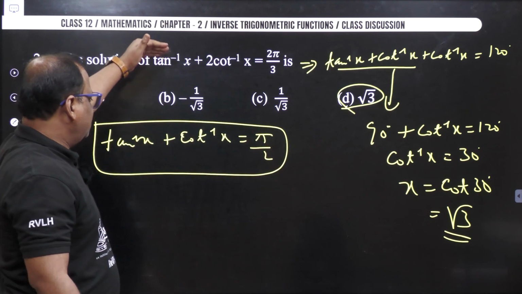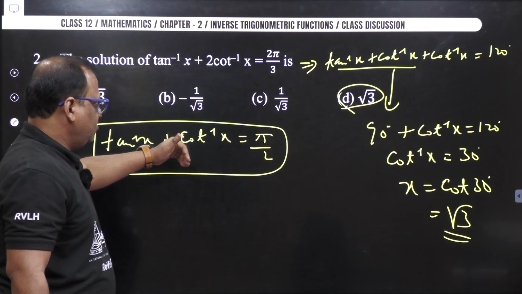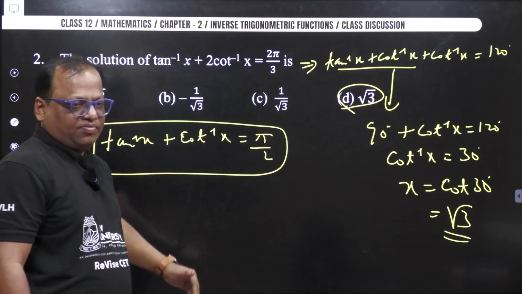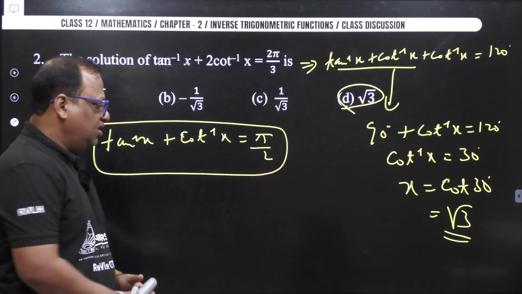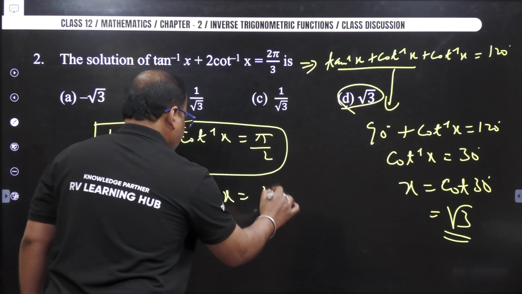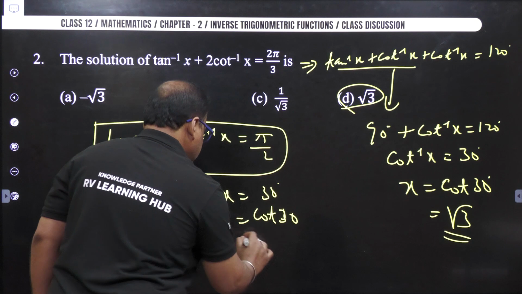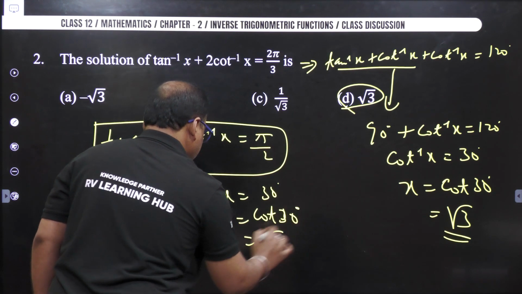Notice, equation 1 minus equation 2, this gets cancelled. Cot inverse of x equal to 120 minus 90. 120 minus 90 is 30. So cot inverse of x equal to 30 degrees. Directly we will get the answer. So x equal to cot 30, which is nothing but root 3.